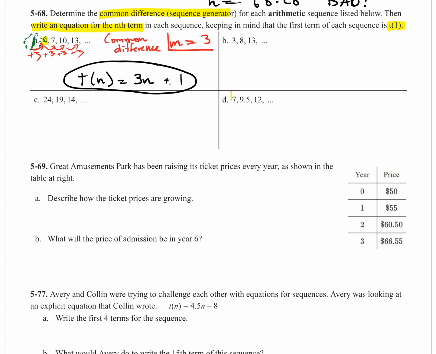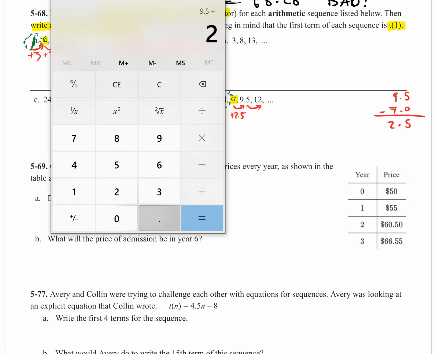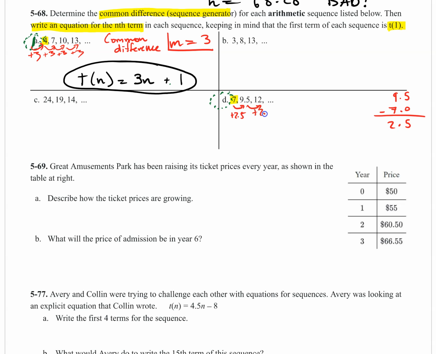Let's look at D. So the first term in the list, that's T1. So again, we need to find our 0 term, and we need to find our common difference. So this one's a little bit harder to spot. Let me subtract 9.5 minus 7. It's 2.5. So it's adding by 2.5, and then if we check 9.5 plus 2.5, we get 12. So our common difference M equals 2.5.